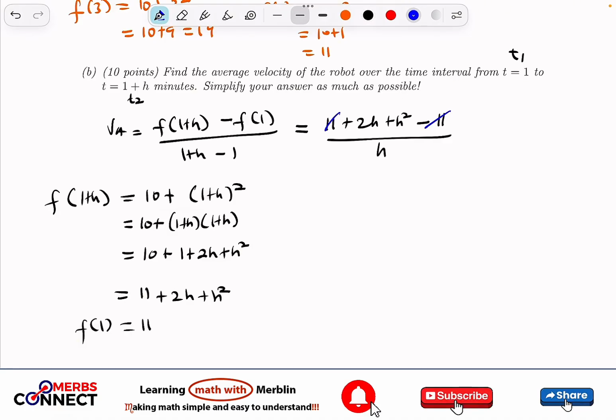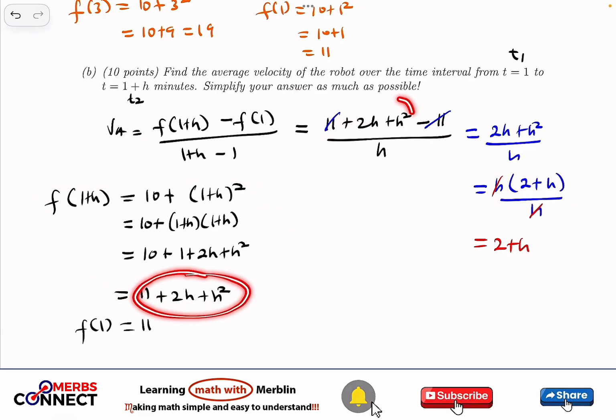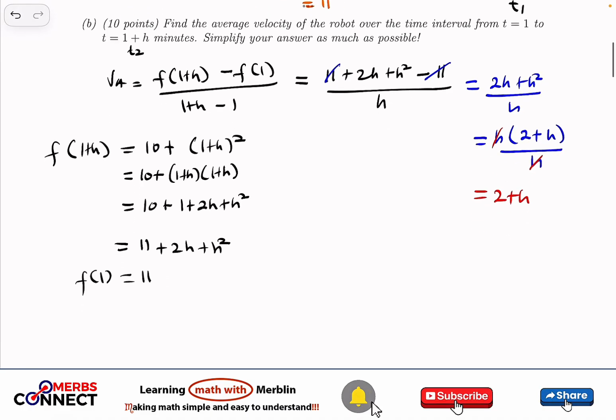This will cancel this, and we are going to have 2h plus h squared divided by h, and we can write this as h out, 2 plus h, divided by h, and then h cancels h, and we are going to have 2 plus h. So it's very simple for us to do the whole of this, get the result, and just use the final result here to evaluate instead of doing something like this.